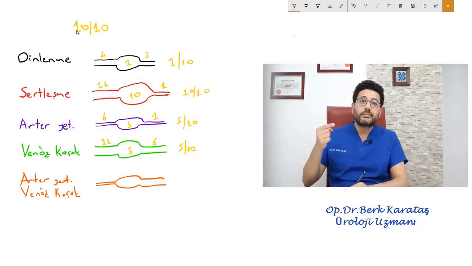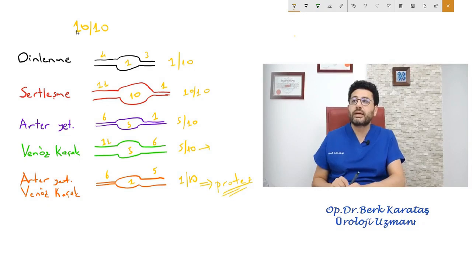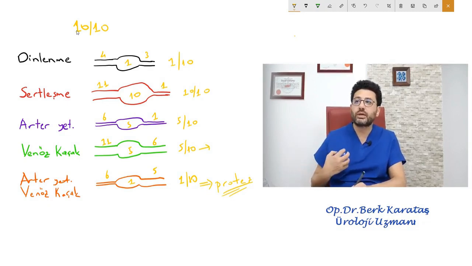Another situation is both arterial insufficiency and venous leakage. Then the incoming blood was 6 and the outgoing blood was 5. It should have been 1, but it was 5. Only 1 is left. Well, there will be no erection in response to any stimulus. The treatment of this group of patients is quite difficult. In this group, the amount of blood coming from the arteries is tried to be increased even more, because we don't have much influence over the veins.